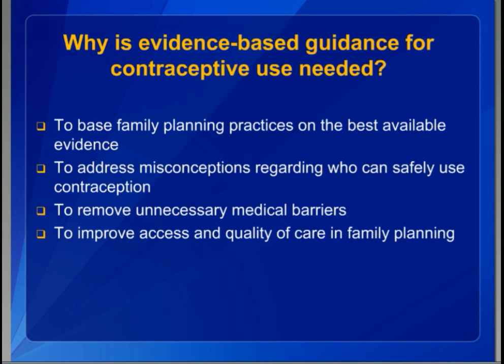Prior to the development of the WHO and CDC guidelines, most contraceptive guides around the world were based on medical textbooks or on individual clinical practice of the author. They also generally addressed contraceptive use for healthy women, with the result that in many places, including in the U.S., women with medical conditions were denied access to contraceptive methods. CDC and WHO wanted to develop guidelines that were based on the best available evidence that would address misconceptions regarding who can safely use contraception and remove unnecessary medical barriers, thereby improving access and quality of care in family planning.